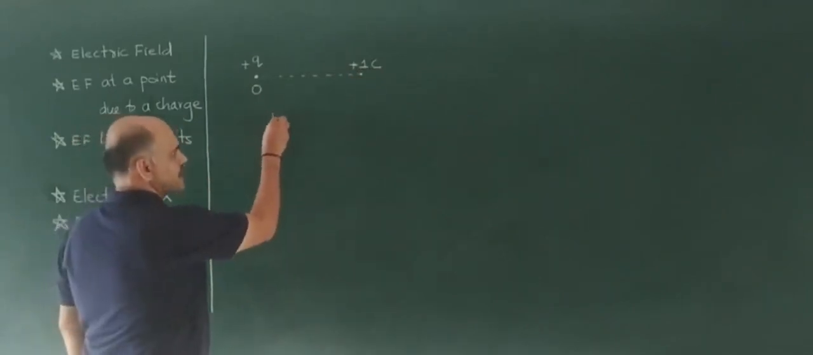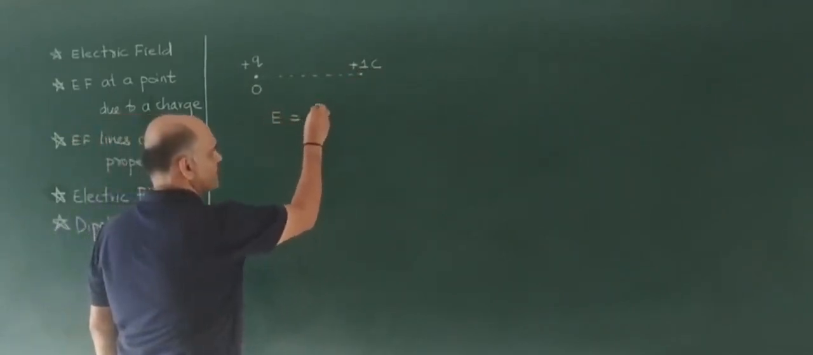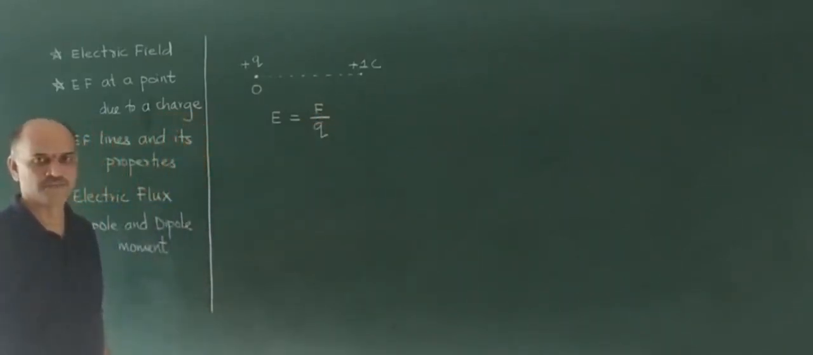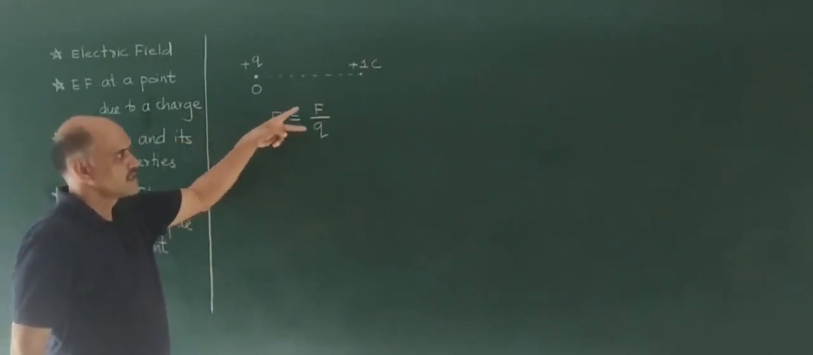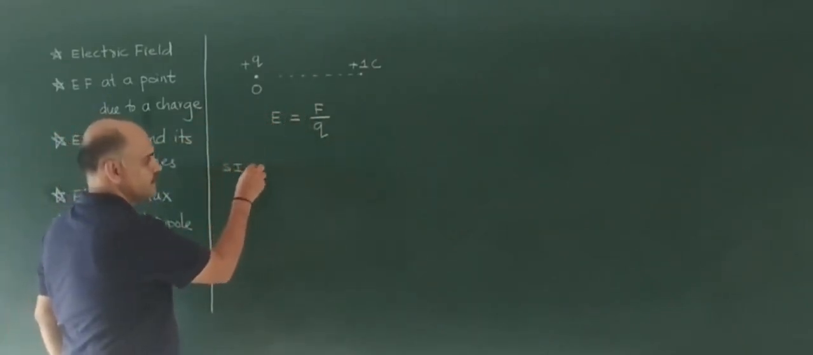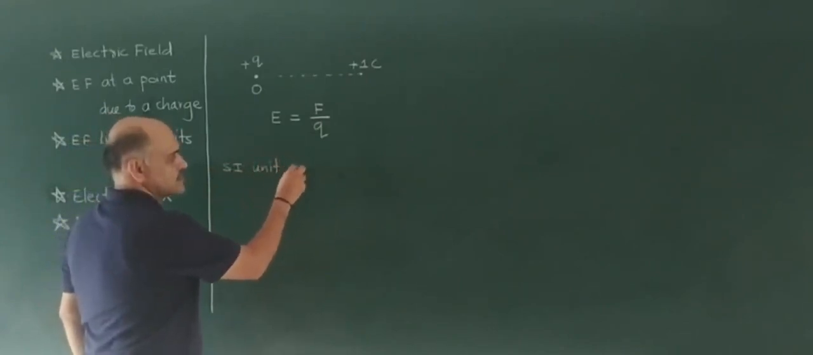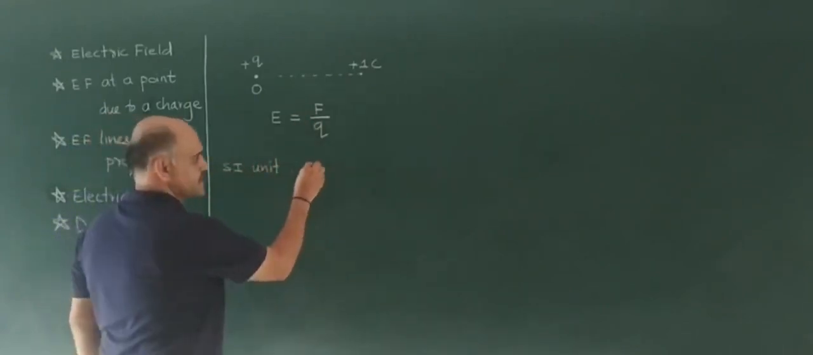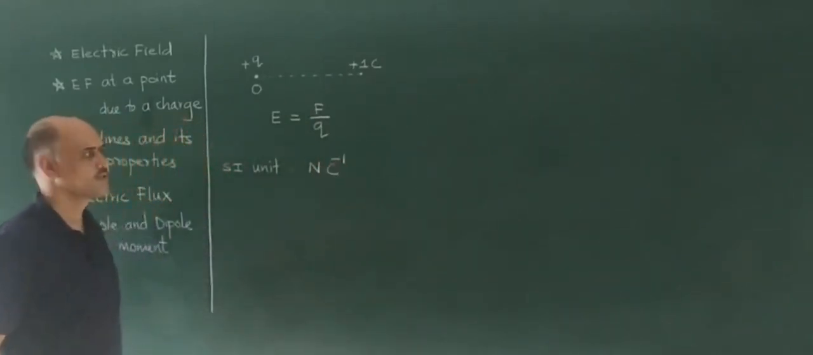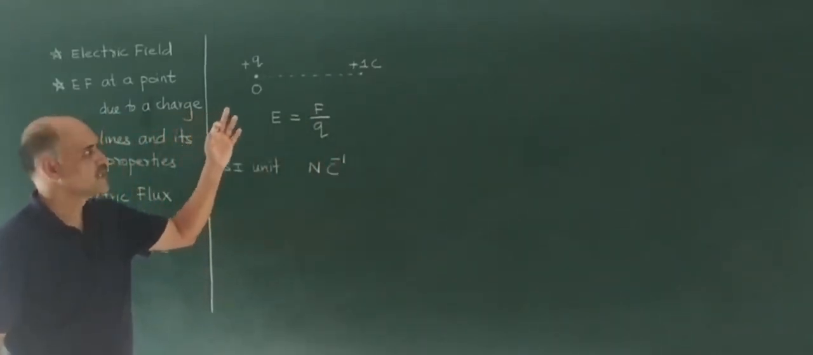So you can say E is equal to F by Q. From this you can write its SI unit easily. So if I take SI unit, force is measured in Newton, charge in coulomb, so Newton per coulomb is the SI unit of this.